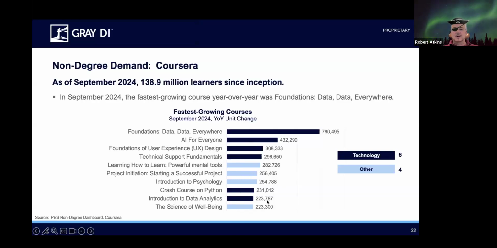Year-over-year unit change: 223,000 more people took Intro to Data Analytics than took it the year before. Here we have, gosh, 750,000 more people took Foundations of Data this year than took it last year. Really enormous numbers. Now, keep in mind, this is not the same as somebody enrolling in college.